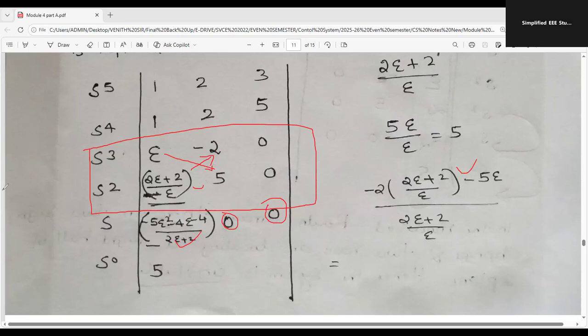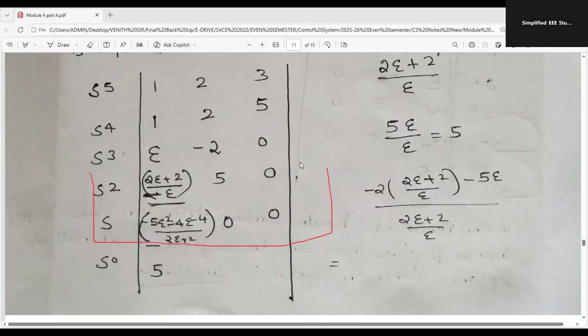Next, I want to calculate the last row, the first element. For that purpose, please consider the previous two rows, then start multiplying. These two elements minus this particular element. Ultimately, the result will be 5 only. So now please focus on the first column. Kindly mark the first column.